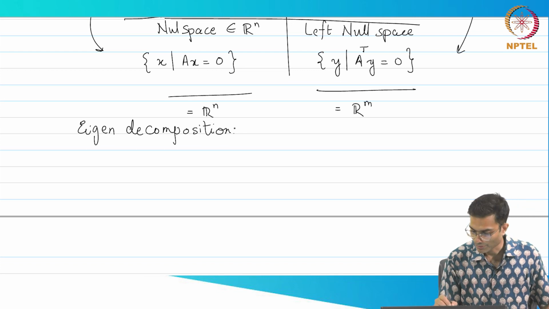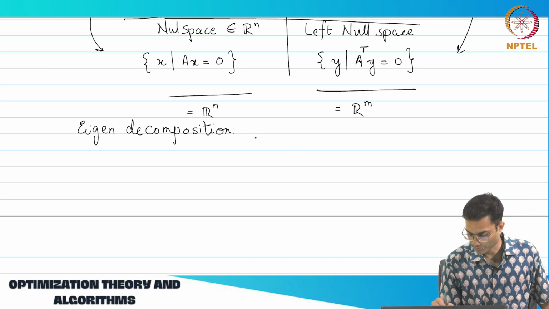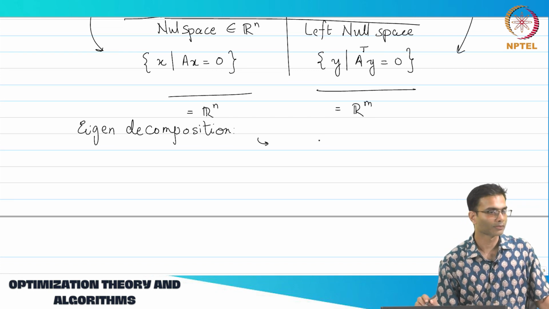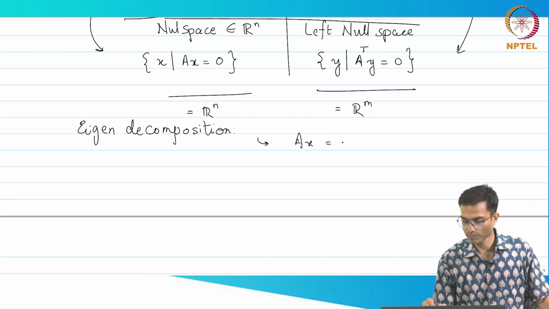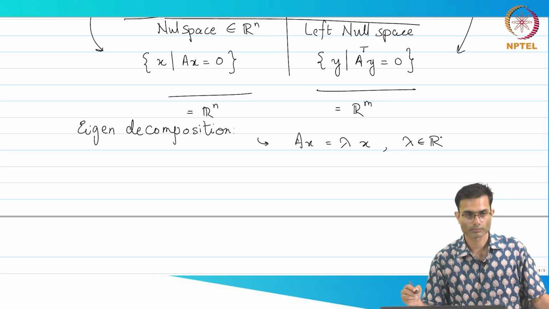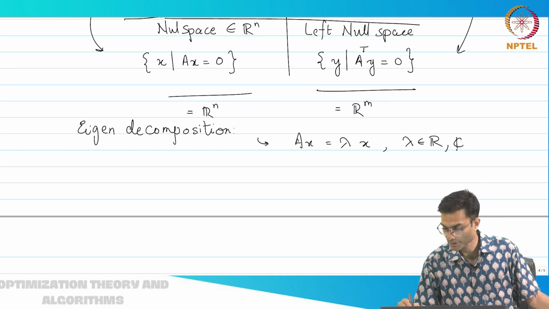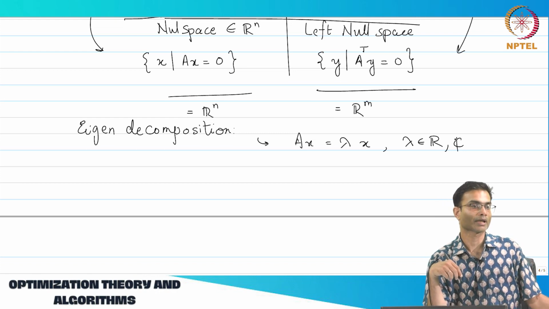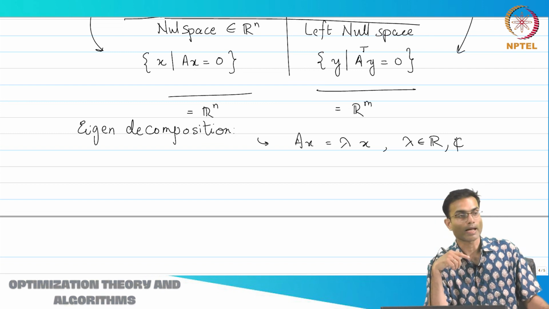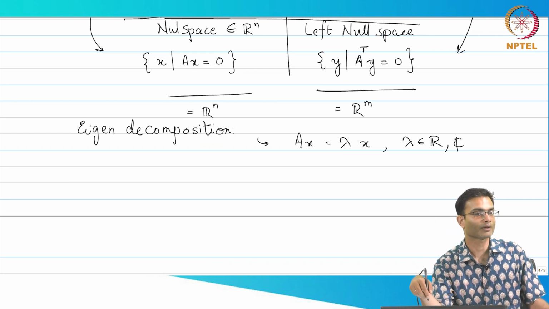I mean, this is really obvious. I really don't need to define it, but I'll still say it. We all know what the eigenvalue problem is: Ax is equal to lambda x, where lambda is a scalar. Actually, it need not be real. It can even be complex valued. You can have a real valued matrix with a complex eigenvalue. It can happen.